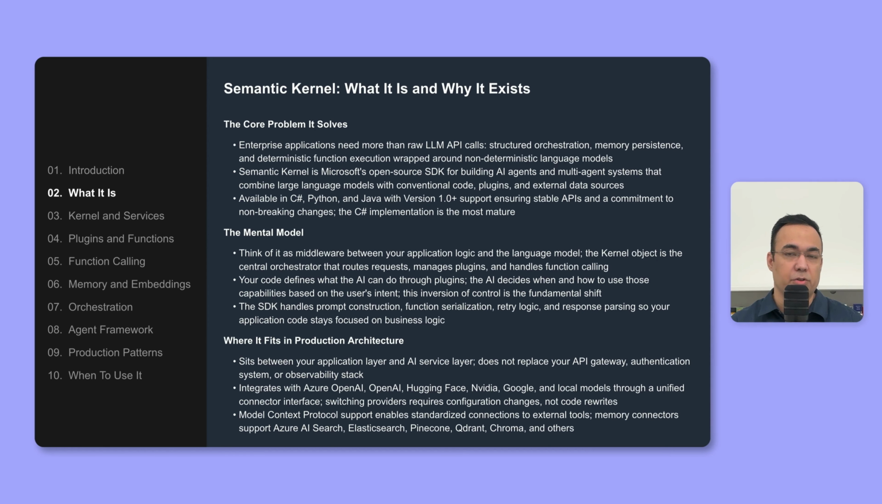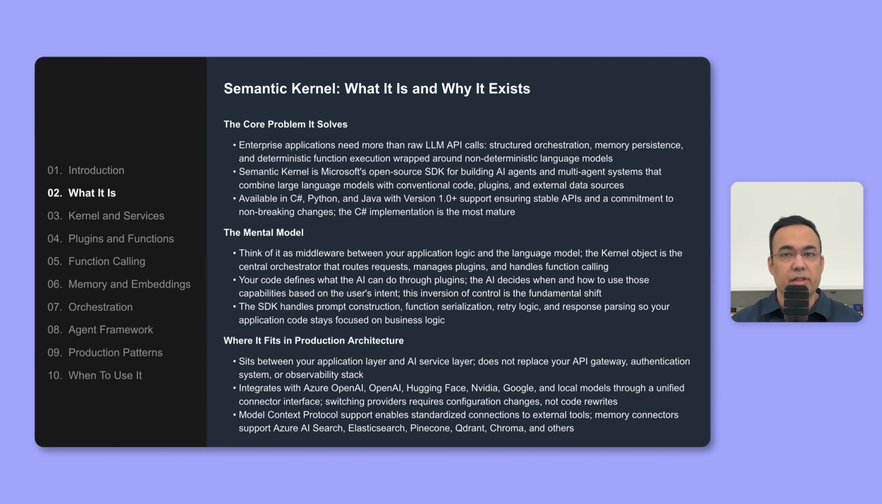nature of language models. Semantic Kernel is Microsoft's open source SDK designed specifically for this. It helps you build AI agents and multi-agent systems that combine large language models with conventional code, with plugins, and with external data sources. It is available in C Sharp, Python, and Java, and the version 1.0 designation matters because it signals stable APIs and a commitment to non-breaking changes.